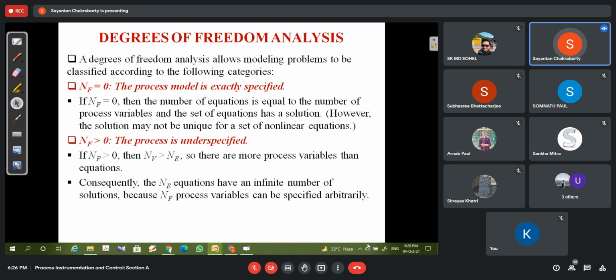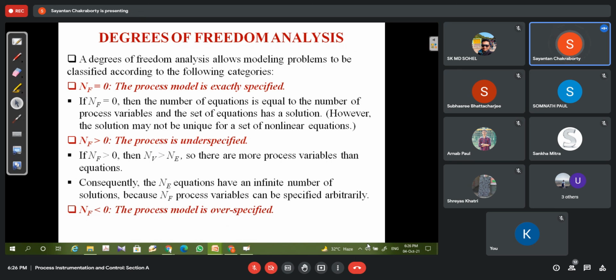So what about the rest, the NF process variables? You cannot specify them. So at the end of the day, what will you have? We have an infinite number of solutions to such a set of equations if NF is greater than 0. That is why you say the process is underspecified. And there will be an infinite number of solutions because the number of variables is more than the number of equations.